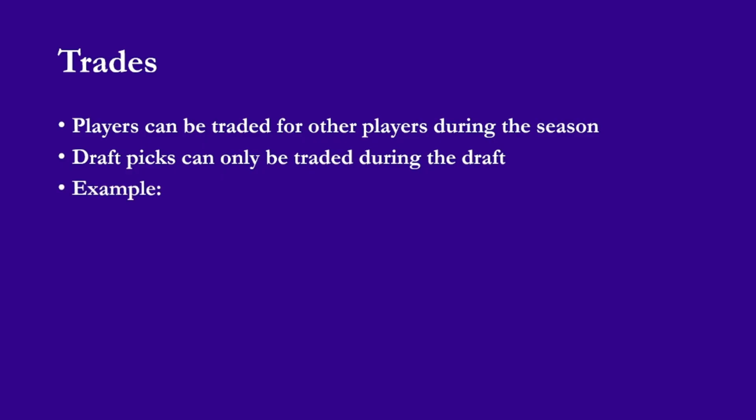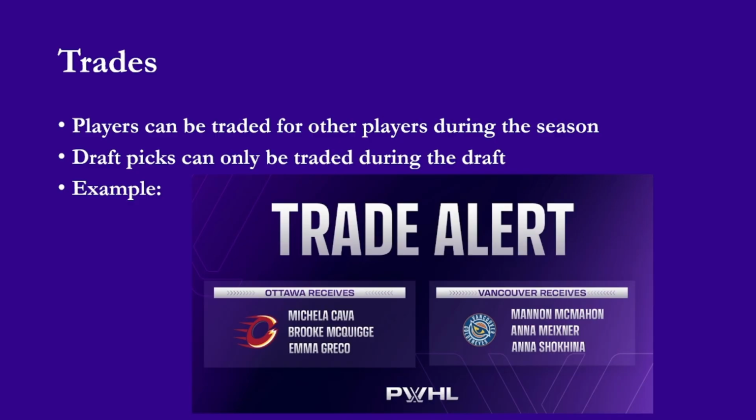I have an example of a trade graphic here. It was the largest trade by number of players in PWHL history at the time. Ottawa sent Manon McMahon, Anna Meixna, and Anna Shohina to Vancouver in return for Michaela Cava, Brooke McQuigg, and Emma Greco. PWHL contract info is not publicly available. It's likely that the contracts are traded to the new team and assumed by that team.